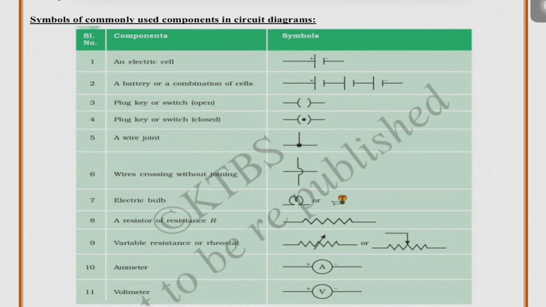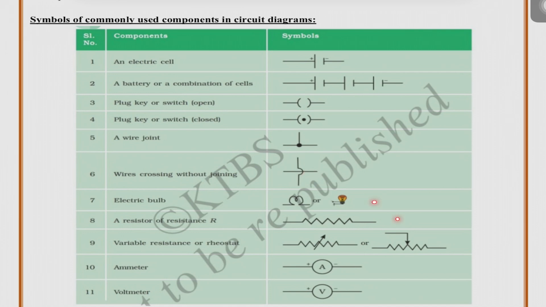So we can expect 1 or 2 mark question based on these symbols. So you have symbol for electric cell, battery, that is nothing but combination of cells, then plug key when it is opened and closed, and a wire joint. Wires crossing without joining, they are crossing each other, two wires, but they are not joining at any point.